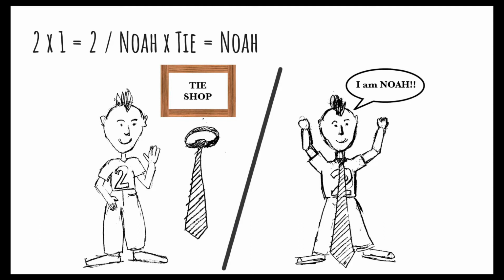Even after putting on the tie, Noah was still himself. Noah was still Noah. So thus, Noah times tie equals Noah. 2 times 1 equals 2. Now why is Noah 2 and why is tie 1? Let's look at that.